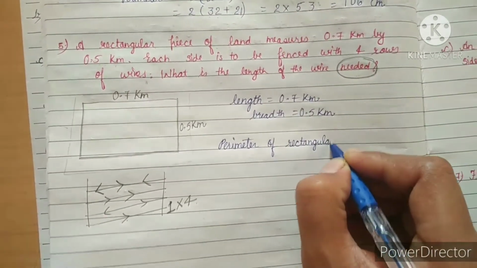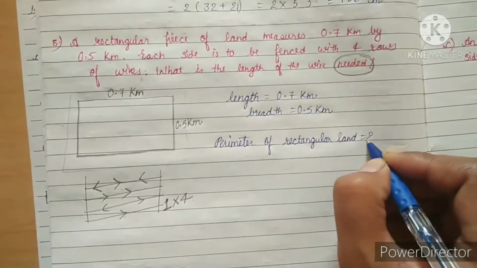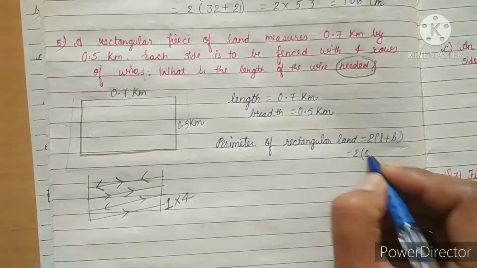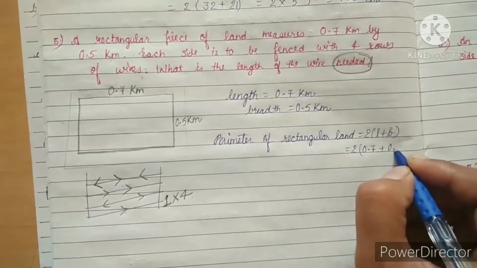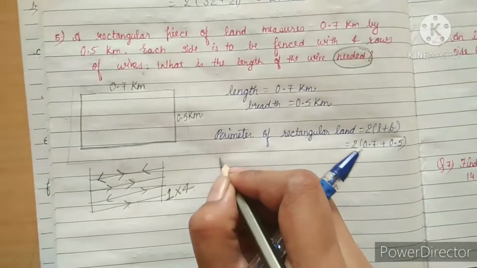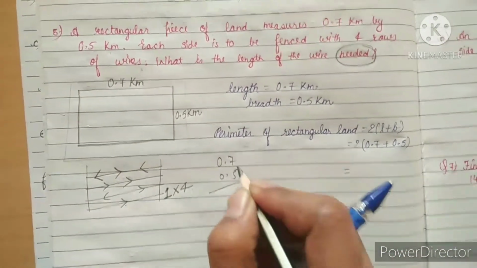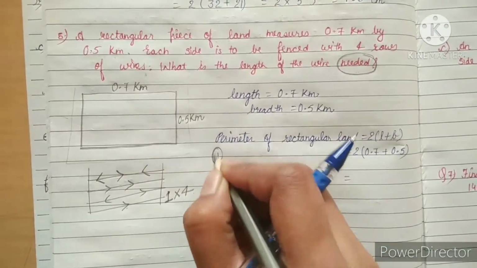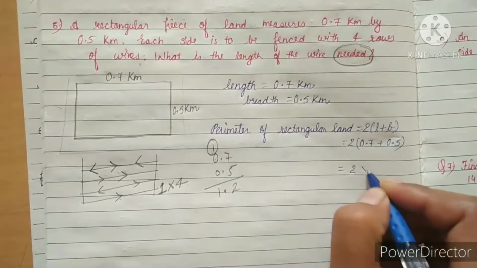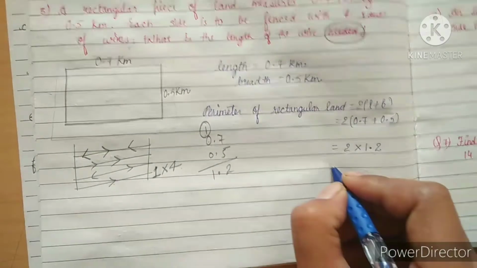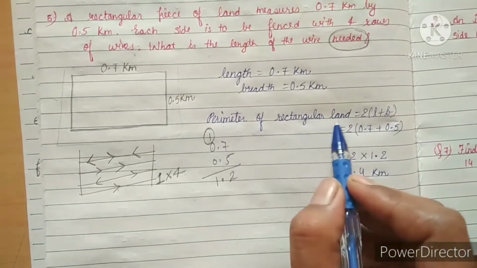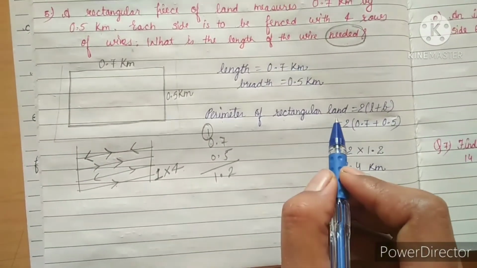The perimeter of a rectangular land is 2 into length plus breadth. So length is 0.7, breadth is 0.5. When you add 0.7 with 0.5, what will you get? 7 plus 5 is 12, 1 on the carry, 1 plus 0 is 1, decimal will be in the same line. So 2 into 1.2, you will get 2.4 kilometer for the perimeter of the rectangular land.